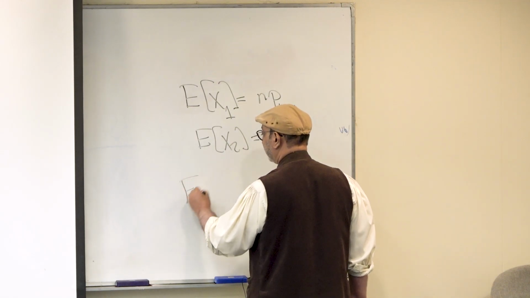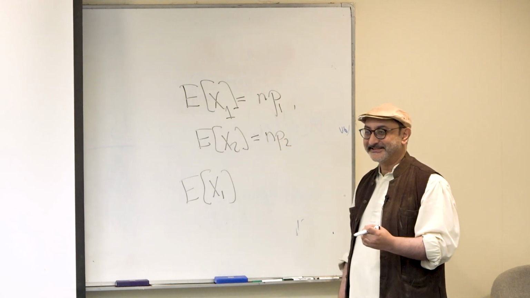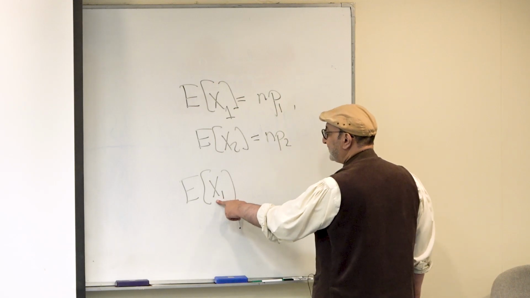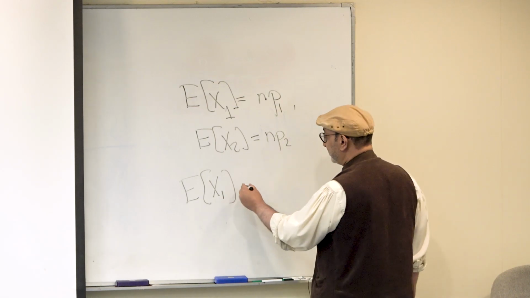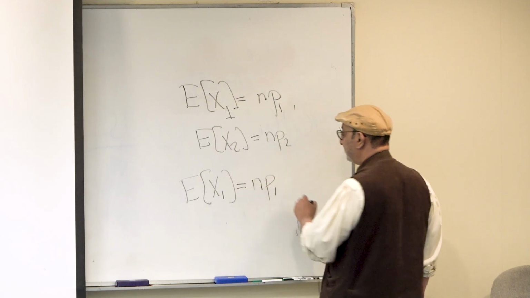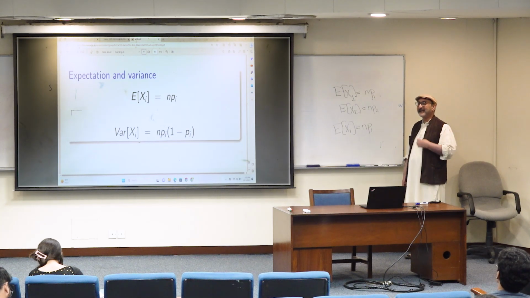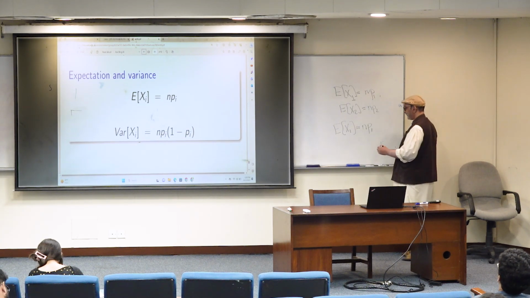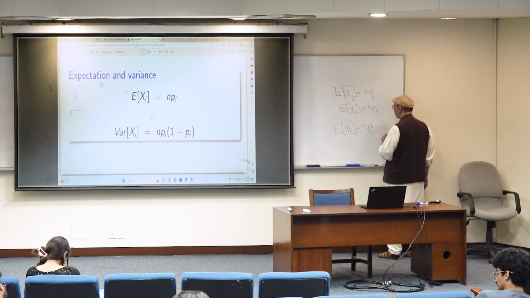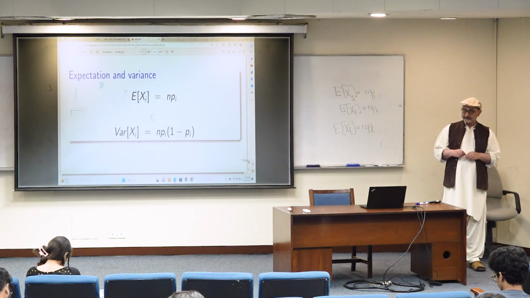Now, if I have 1, 2, 3, 4, 5, up to 37 possible outcomes, then the expected number of times that I see the first outcome will be n, the number of trials, times the probability of the first outcome. The number of times that I expect to see the ith possible outcome is the number of trials times the probability of the ith possible outcome occurring.